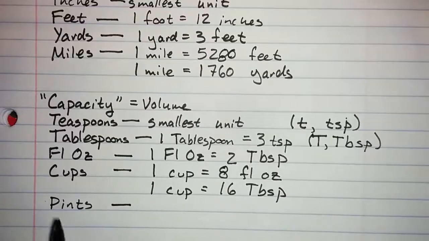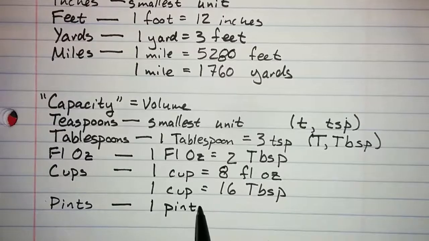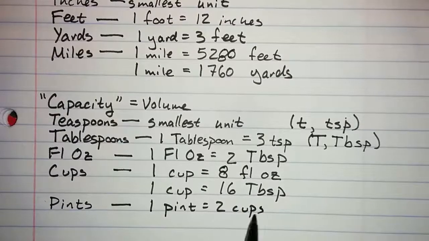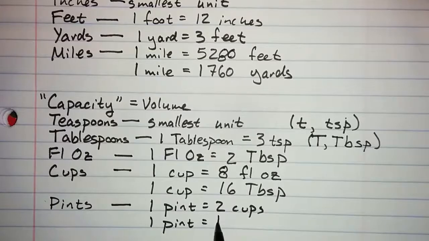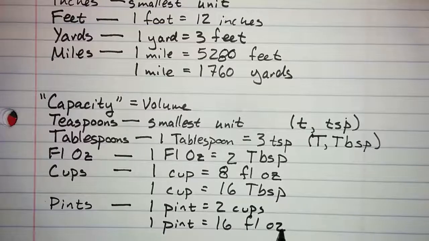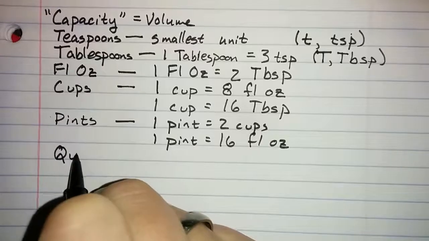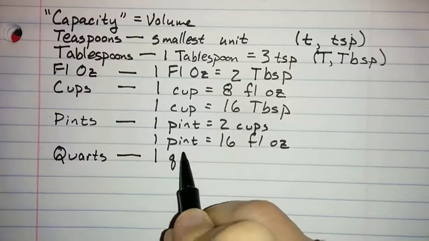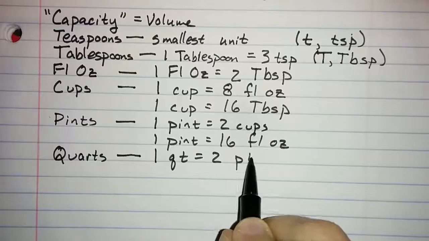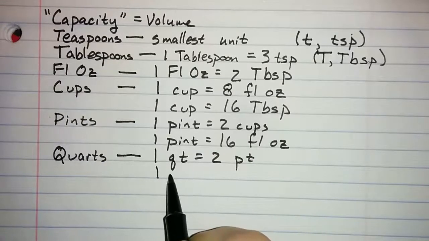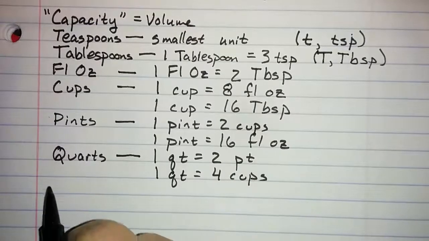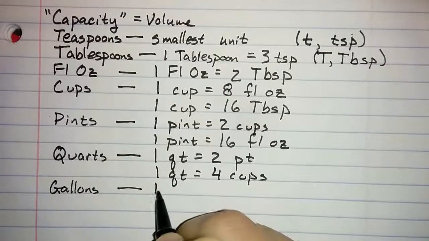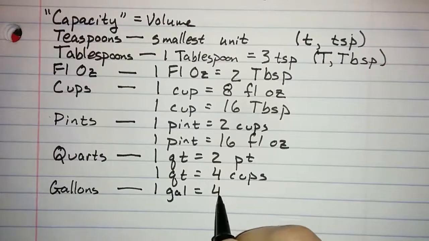Pints are the next measurement up from cups. 1 pint is 2 cups. We might also care about the fact that 1 pint is 16 fluid ounces. After pints comes quarts, with 1 quart equaling 2 pints, or more often we'll want to convert with 1 quart equaling 4 cups. And finally, we have gallons, with 1 gallon equaling 4 quarts.